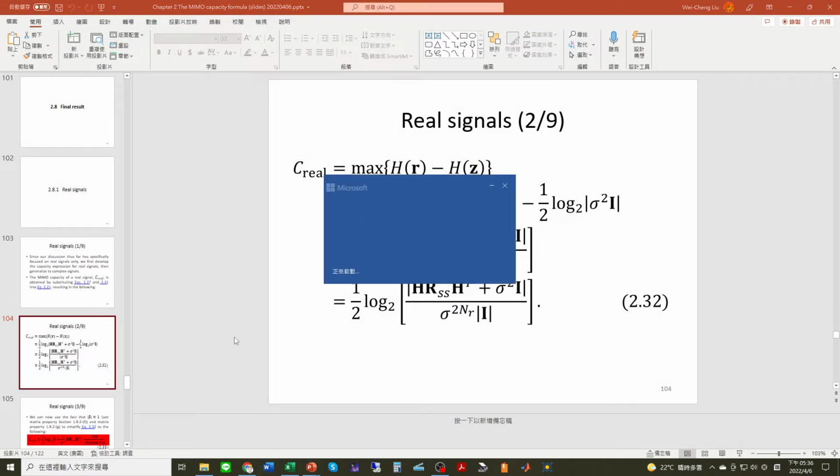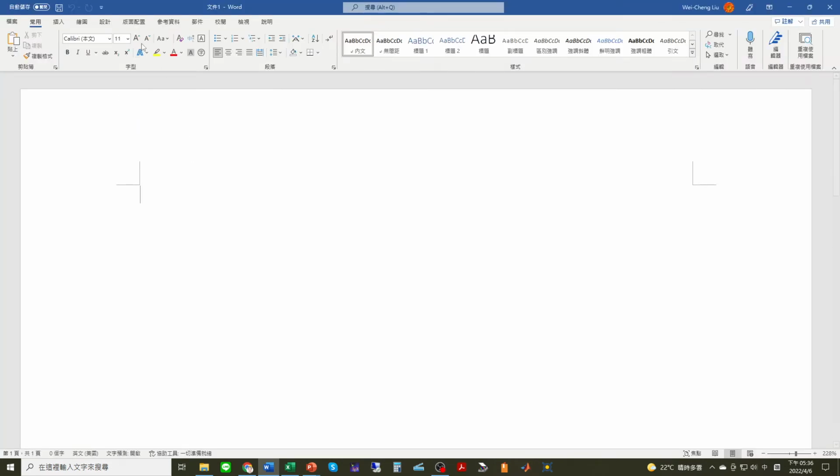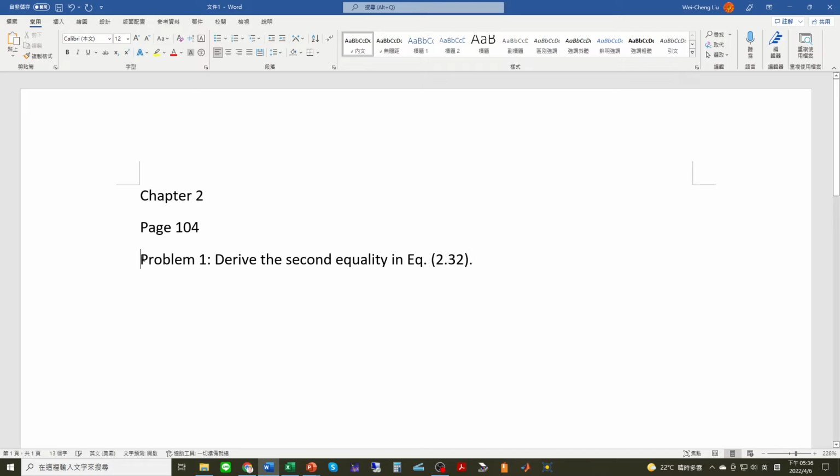Because I do not have a blackboard now, I use Microsoft Word instead. Okay, this is chapter 2, page 104, problem 1. Derive the second equality in equation 2.32.